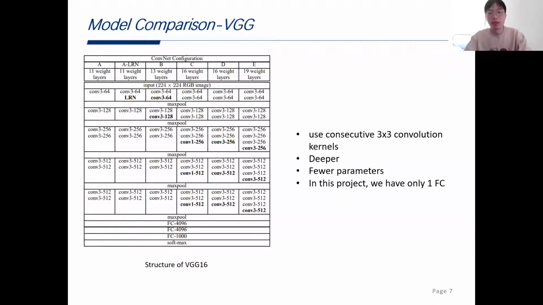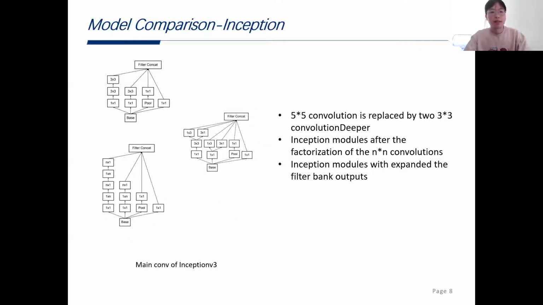The next is VGG. It is modified from AlexNet, using consecutive 3x3 convolution kernels to replace the larger convolution kernels, which means it increases the depth of the network to ensure more complex learning, and the cost is relatively small. In this project, we modify the 4 connected layers in the sequential process because we do not need so many parameters for our dataset. The next is Inception.